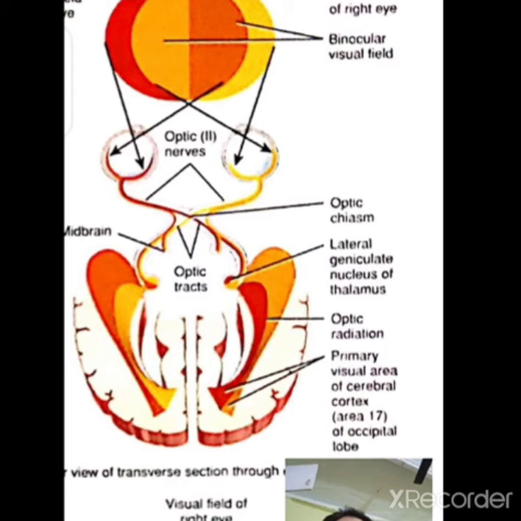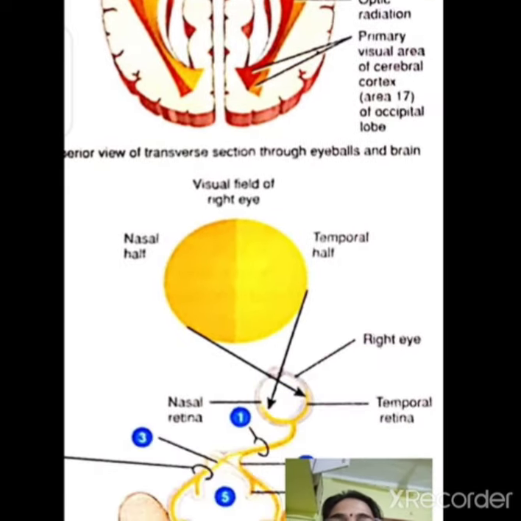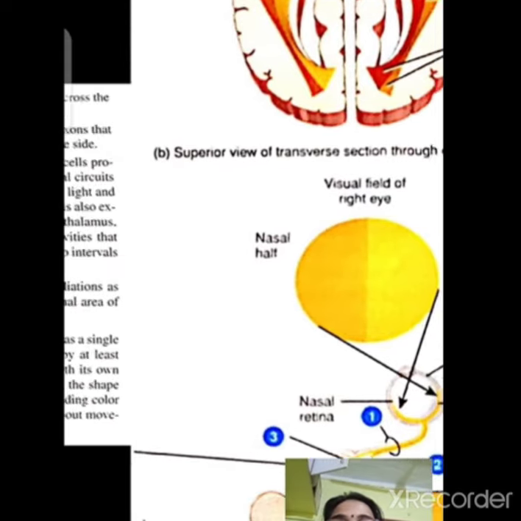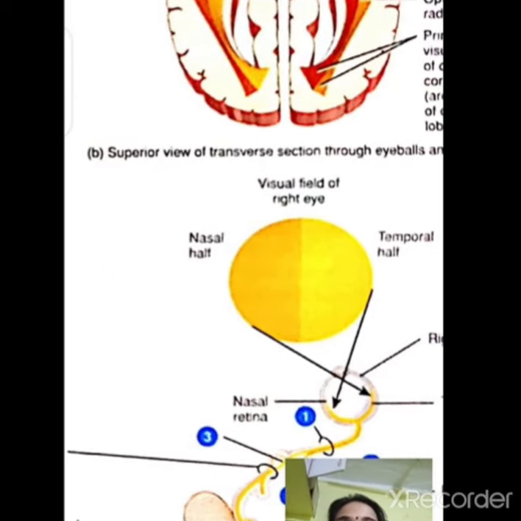Now this optic radiation goes to the primary visual area in the cerebral cortex, area 17 of the occipital lobe. Your visual area is present at the occipital lobe of your brain. That is the primary visual area of the cerebral cortex, called area 17. In this manner, this is the visual pathway of your eyes.